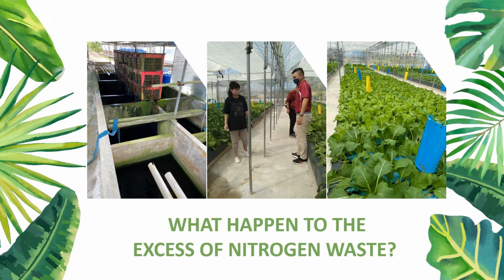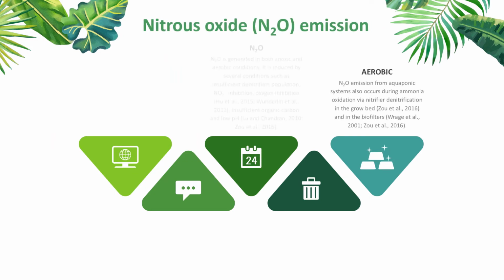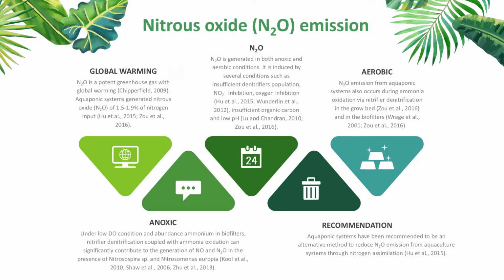And then after knowing how much nitrogen was taken up and the balance of it in the system, the next question is, what happened to the excess of the nitrogen waste? So one of the points that I want to highlight is the nitrous oxide emission. Nitrous oxide is a potent greenhouse gas with global warming potential, and aquaponic systems generate nitrous oxide around 1.5 to 1.9% of nitrogen input.